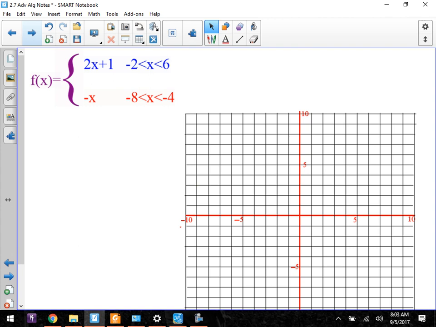So they're all going to be open dots. All right, so let's see, 2x plus 1 and negative x.